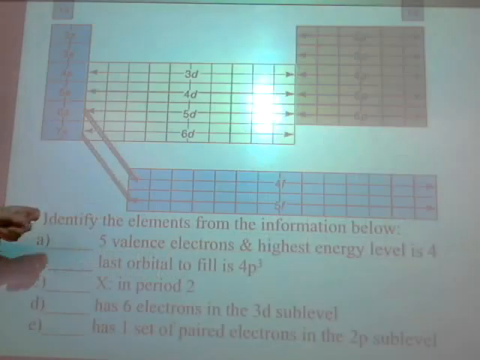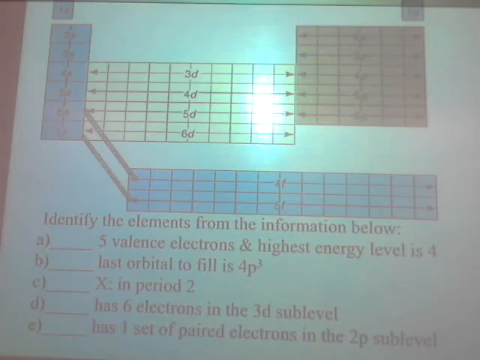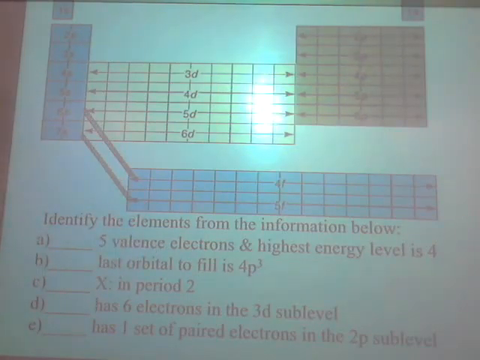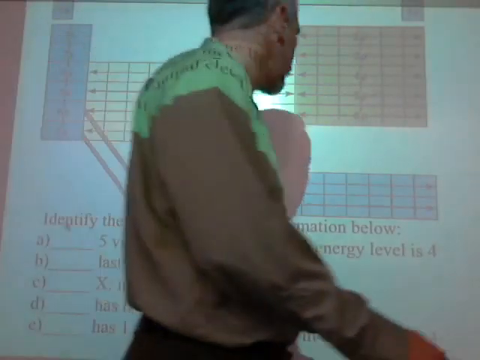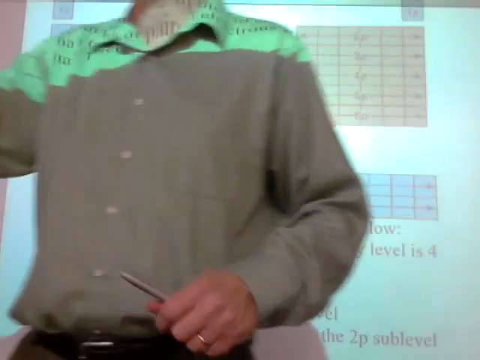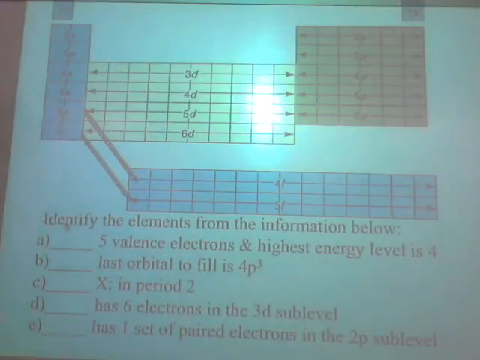Let's keep going. You may get some questions like that. Could you answer those? We're going to be doing all the multiple choice practice tests starting Monday, right? So, can you answer questions like this? Which one of these guys has 5 valence electrons? What does the word valence electron mean? Outer shell. So who would have 5 valence electrons and the highest energy level is 4? You don't even have to look here. Look at your own periodic table. Who does it have to be?